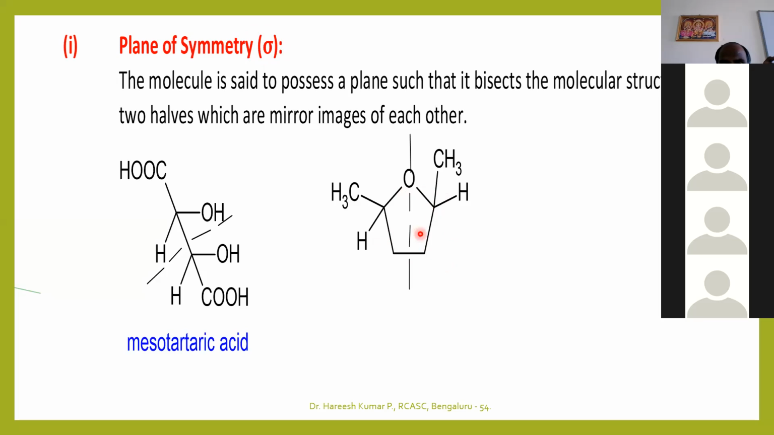Similarly, here I am taking 2 comma 5, 1, 2, 3, 4, 5. Okay. 2 comma 5 dimethyl furan. This is the name of this compound. 2 comma 5 dimethyl furan exhibits a plane of symmetry. Why? Because a line passing through this bisects the molecule into two halves. That is the reason these two moieties are examples of those that contain a plane of symmetry. Plane of symmetry means an imaginary line passing through the molecule and bisects the molecule into two halves.